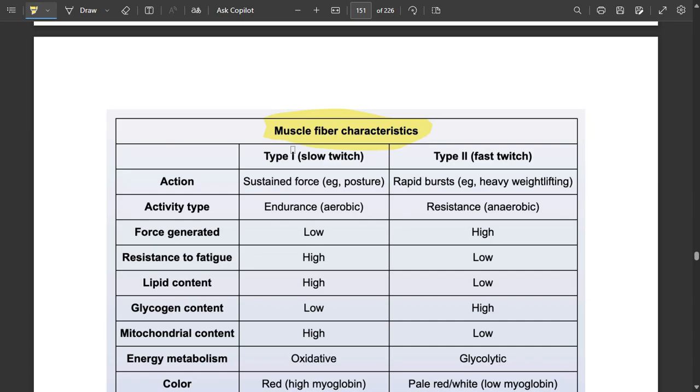For a marathon runner, type 1 fibers are very important because they generate sustained force and are enduring. But type 2 fibers are required for heavy weight lifting.